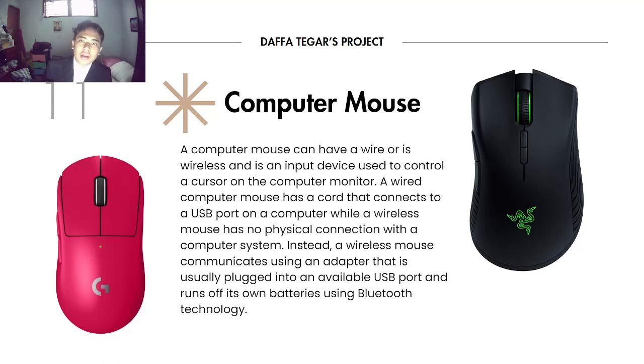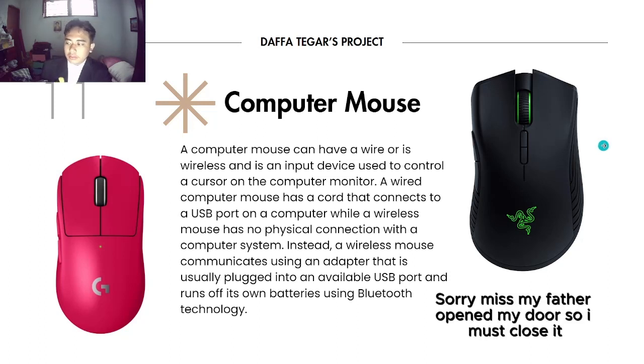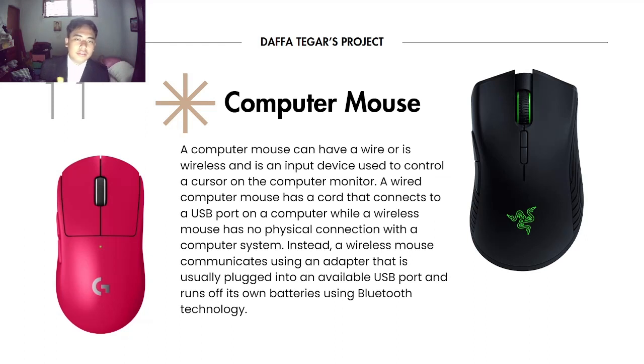The computer mouse is a wired or wireless input device used to control a cursor on the computer monitor. A wired mouse has a cord that connects to a USB port, so it has a wire or cable like this. But the wireless one uses an adapter from the mouse to connect to the computer, with no cable at all. Or it can be Bluetooth, but for the Bluetooth one we usually must change the battery.